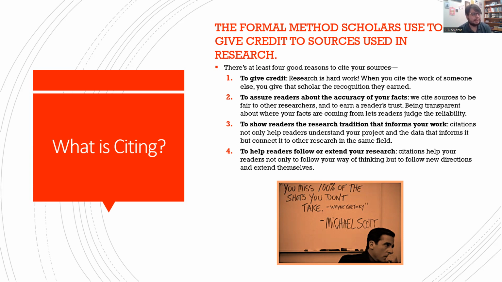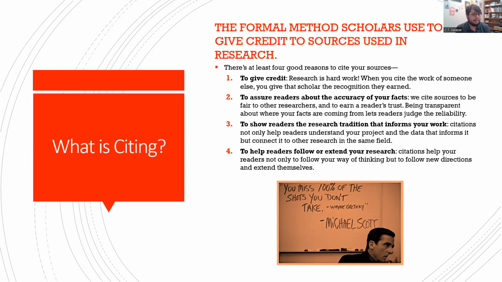The second reason is to assure readers about the accuracy of your facts. We cite sources to be fair to other researchers and to earn a reader's trust. And a big part of that is being transparent in where we're getting our information. The third reason is to show readers the research tradition that informs your own work. So citations not only help readers understand your project and the data that informs it, but it connects it to other research in the field. And it shows you the larger picture that your own work is involved in.